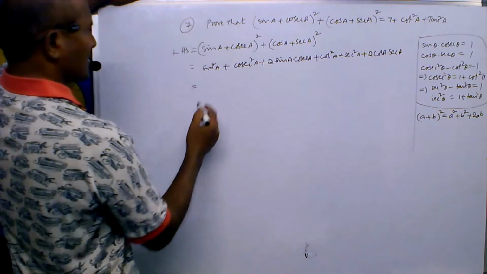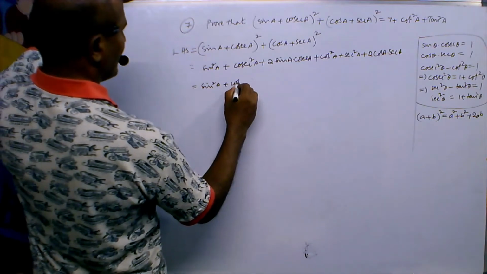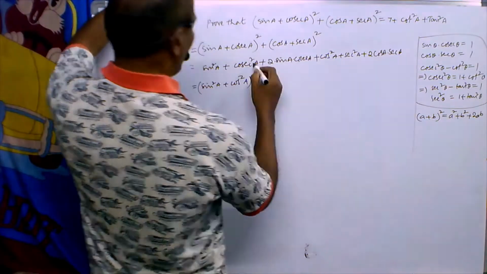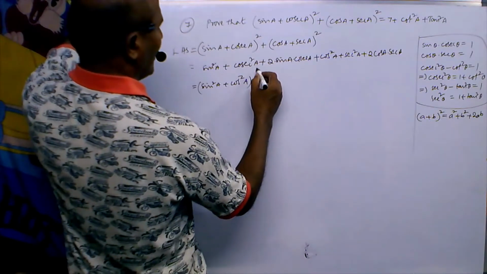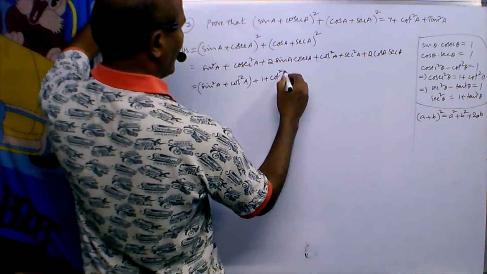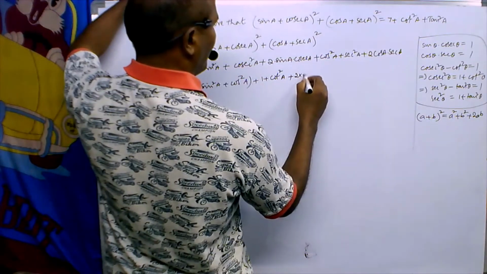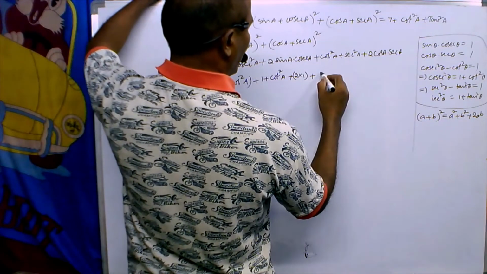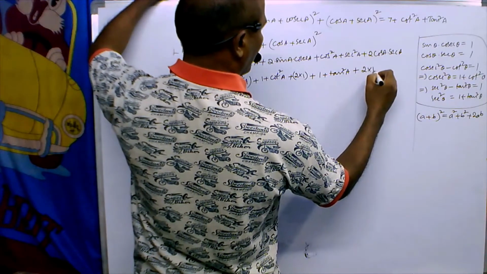Now let us group some identities. Sin square A plus cos square A, I have brought this and made a group. Now cosecant square A, you can write cosecant square theta equal to 1 plus cot square theta. So now here angle is A, therefore 1 plus cot square A. Here 2 into sin A into cosecant A, we have 1, therefore 2 into 1. Plus cos square A has already been written here. Now secant square A can be written as 1 plus tan square A plus 2 into 1.